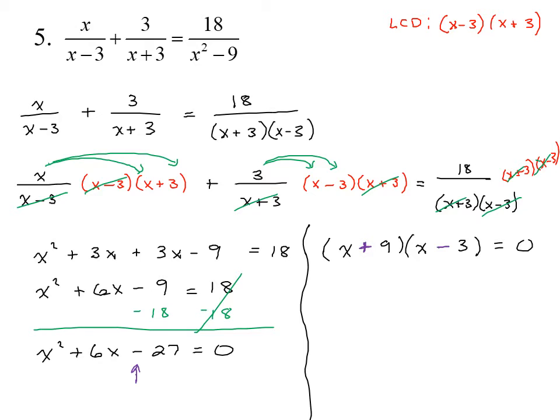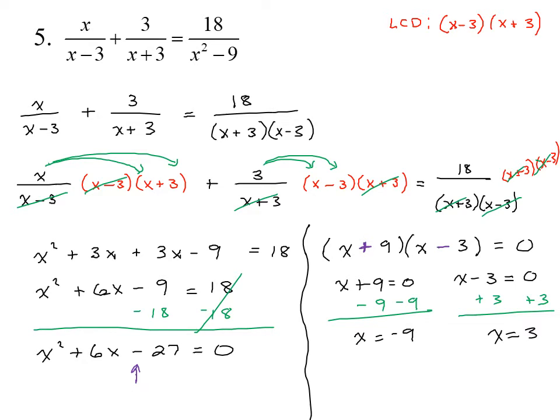And so at this point, you set each one of them equal to 0. So either x plus 9 equals 0 or x minus 3 equals 0. And we solve them individually. Subtract the 9 from both sides, so you get x, we get x is negative 9. On the other one, you would add 3 to both sides. And so x is 3.